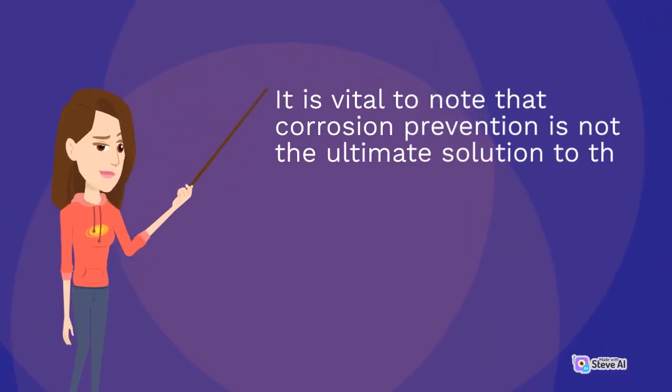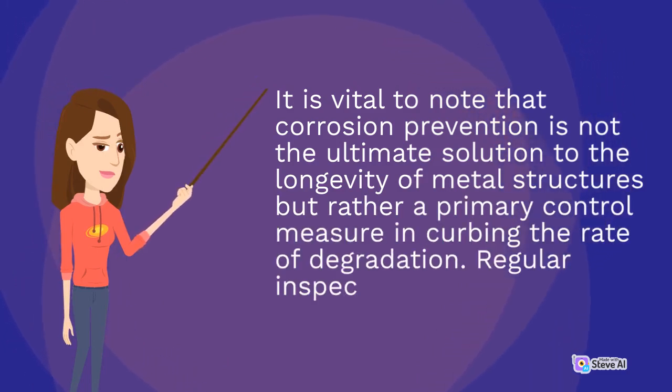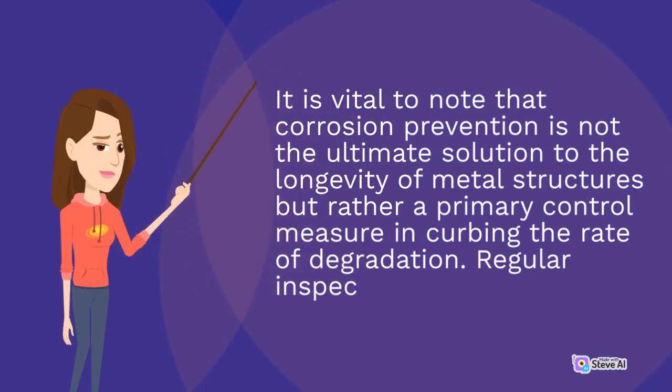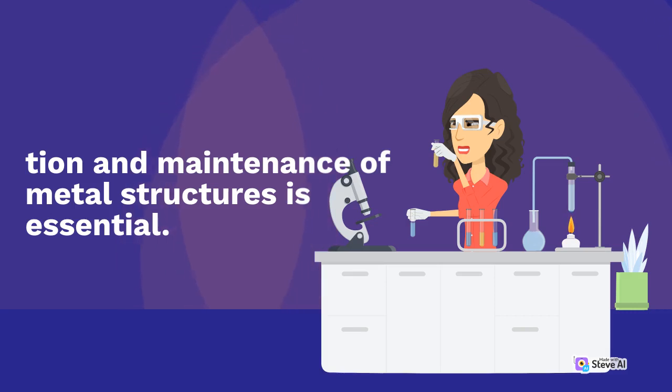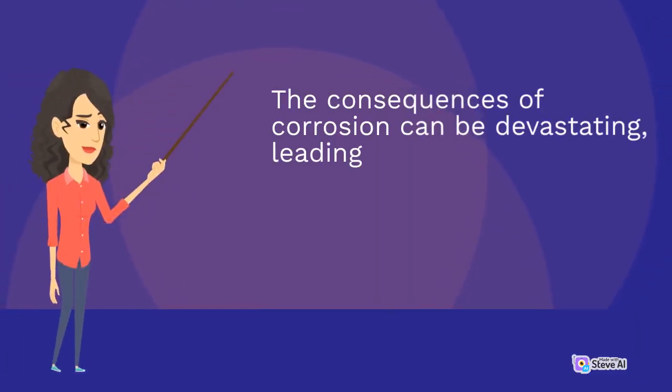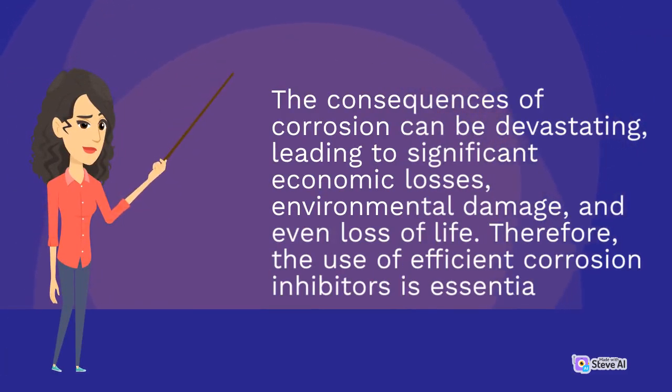It is vital to note that corrosion prevention is not the ultimate solution to the longevity of metal structures, but rather a primary control measure in curbing the rate of degradation. Regular inspection and maintenance of metal structures is essential. The consequences of corrosion can be devastating, leading to significant economic losses, environmental damage, and even loss of life. Therefore, the use of efficient corrosion inhibitors is essential.